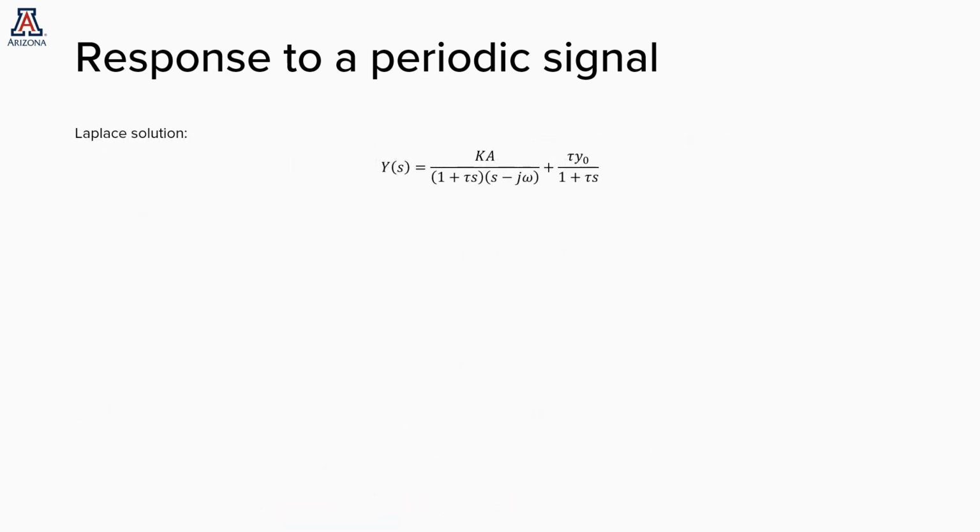So given this Laplace solution that we've just come up with, we can rearrange the terms a little bit so that now we have the leftmost term is K A over (1 plus Ts) times (s minus j omega), and the rightmost term, the initial condition term, the transient term, remains essentially the same. So our goal then is to invert this.